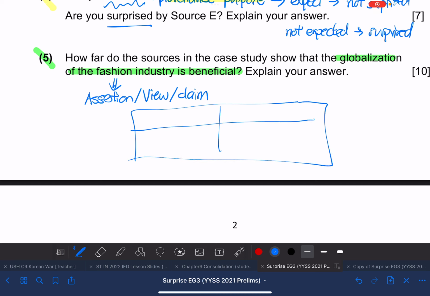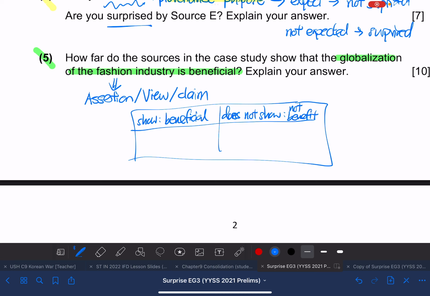Okay, so in the left column, you can write "show." And what does it mean to show? It means that the globalization of the fashion industry is beneficial. In the second column, you write "does not show." What does that mean? It means that it shows that it does not benefit.